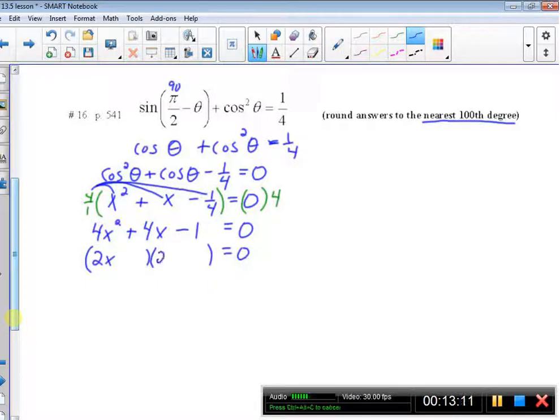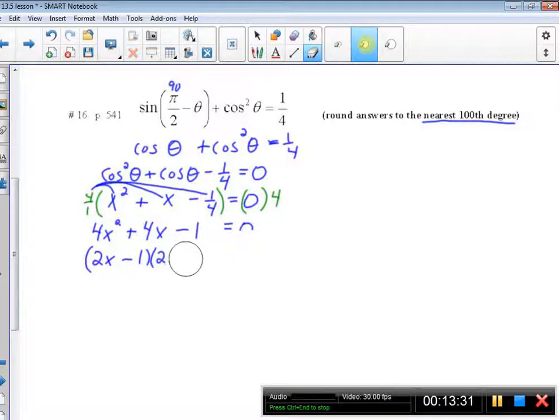It's 2x minus 1 and plus 1. Oh, darn. That's not going to factor. They don't add to positive 4. They add to 0 in the middle there. So this tells me I have to use the quadratic formula.